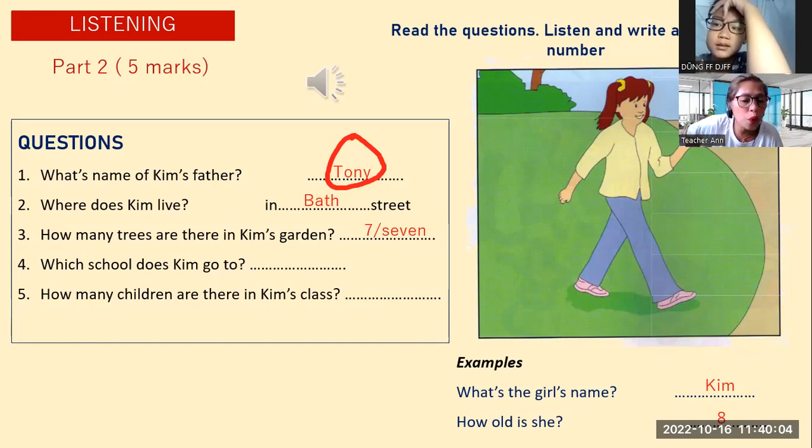Now, which school does Kim go to? Which school? Red. Okay, which school? Red school. How many trees are there in Kim's garden? Seven. Very good. Read number four. Which school does Kim go to? Red. Okay, five.